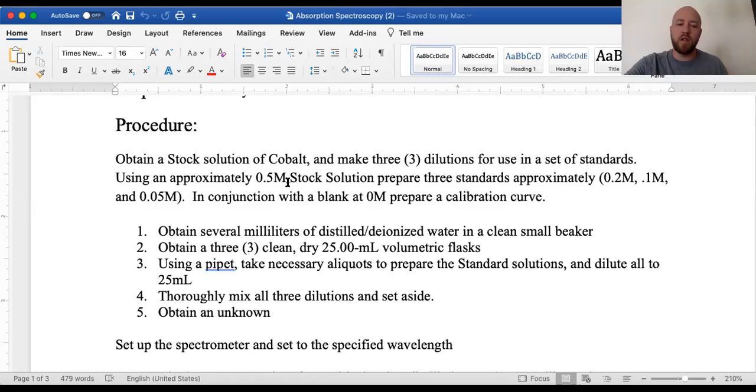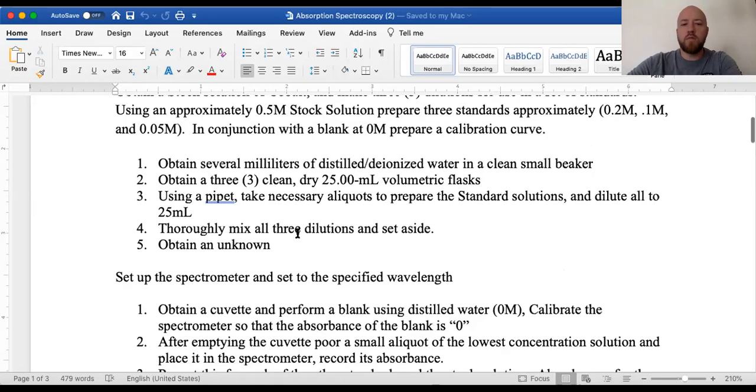Now we haven't talked about what dilutions are. It's not super critical for the understanding of this experiment, but we are taking a little bit and adding water to it to dilute it. Again, you're taking that Kool-Aid and you're adding water to it to dilute it down. So that's what the procedure is doing.